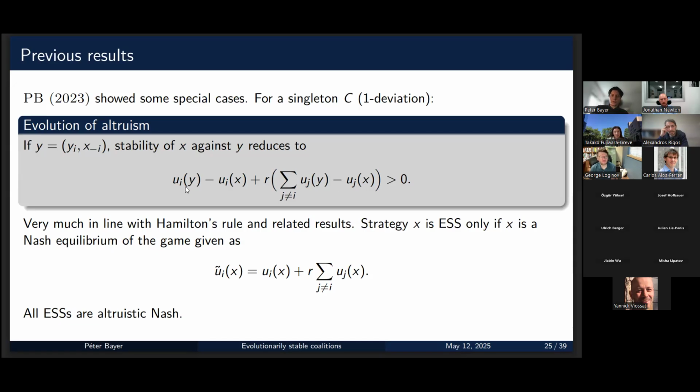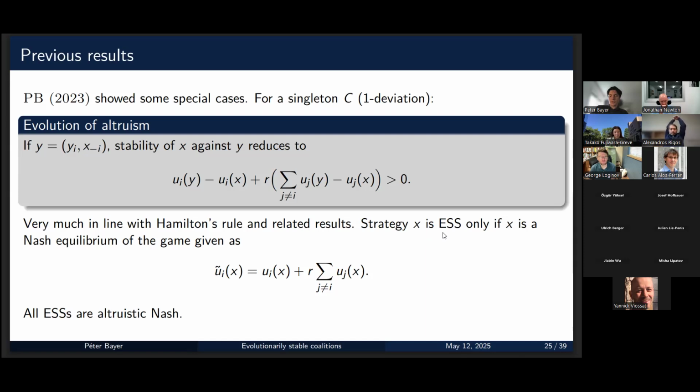Okay, so the payoff advantage of the type that deviates plus the payoff advantage of everybody else together times R has to be, no, this is actually true, a strict larger than or equal to 0. Then we have an invasion. Okay, so this is a variant of Hamilton's rule.